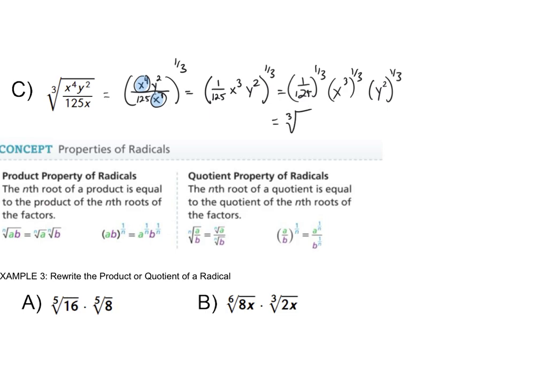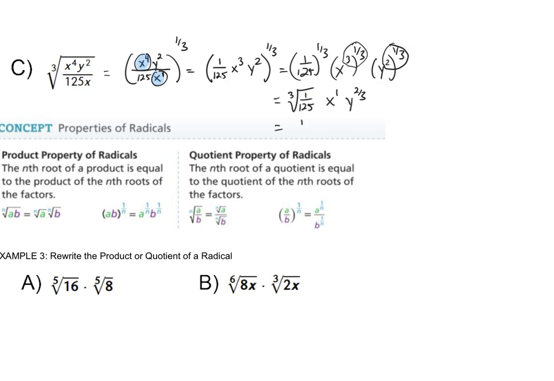So the cube root of 1 over 125, when I simplify that, I can multiply these together. So I just have an x to the 1st. And here, I can multiply those together and get y to the 2/3. Now the cube root of 125 is just 1/5. X to the 1st is x. Y to the 2/3 just becomes the cube root of y squared.